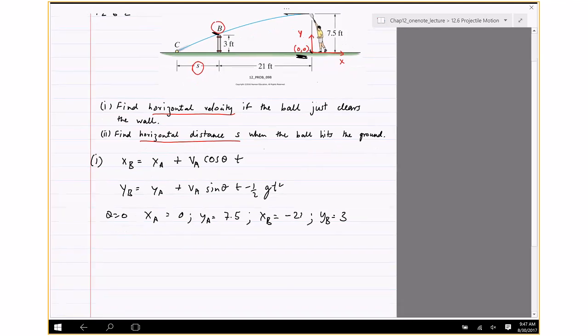So subbing all this in the first formula gives me minus 21 equals 0 plus VA, which is an unknown, times cosine of 0, which is 1, times t. And the second formula: yB is 3, yA is 7.5, plus VA times sine theta, which is 0, times t, minus half gt squared. Okay, what's g in feet per second squared? It's 32.2. You do not have to memorize this. We'll give it to you. If you have not been given it, just ask us and we'll tell you. The good thing about this particular problem is that that term cancels out, which means that from the second equation you can solve for the time.